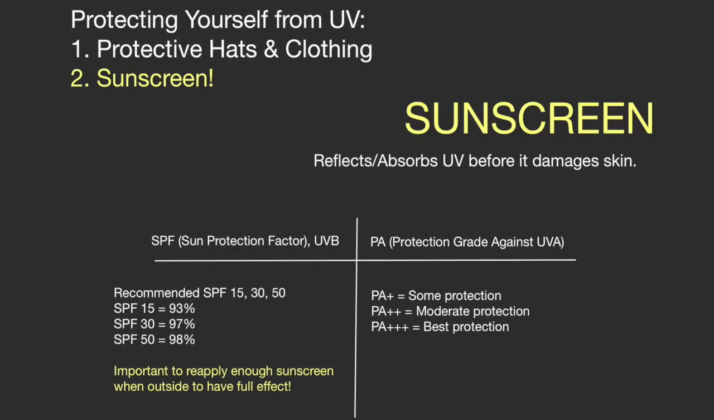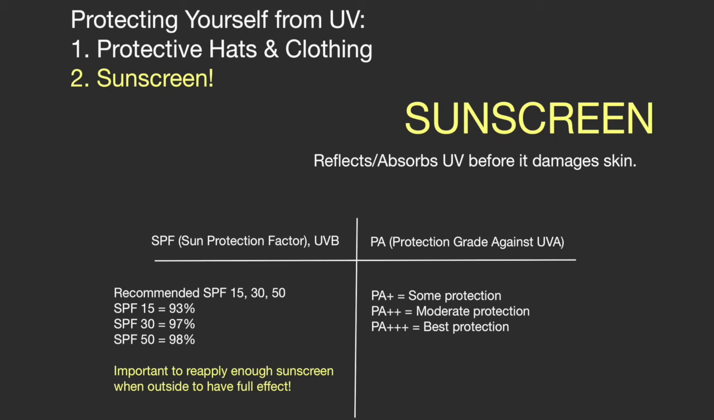Hats and proper clothing can protect you. Another effective way is sunscreen. To put it simply, sunscreen, depending on its type, reflects or absorbs the UV rays before it can harm your skin. What is known as physical blockers reflect, and chemical blockers absorb. You've also probably heard of sunscreen and used sunscreen before, and you might have also heard of SPF and PA.